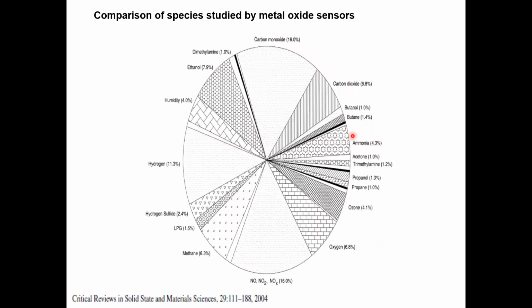If you look at what types of gases these oxides are used for, again you can see some of the major ones are carbon monoxide, hydrogen, NOx, and a lot of others: ethanol and CO2. Acetone should be there, ammonia, and so on. So a lot of gases are being detected by this type of oxide-based sensors.